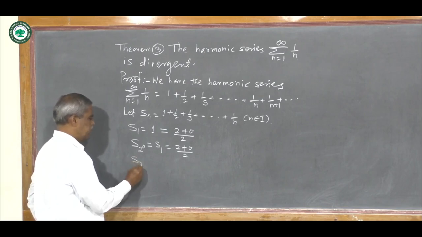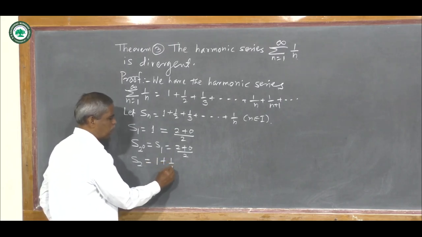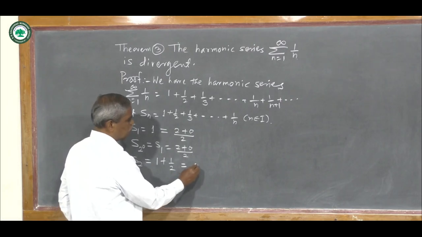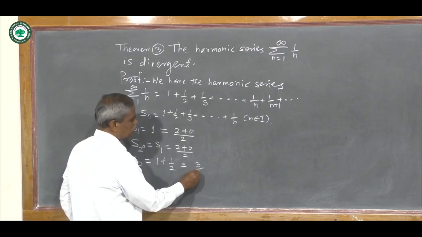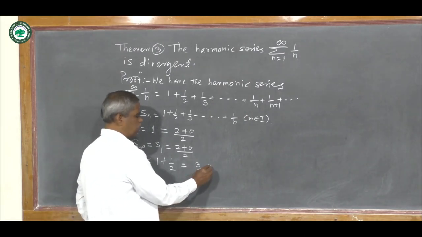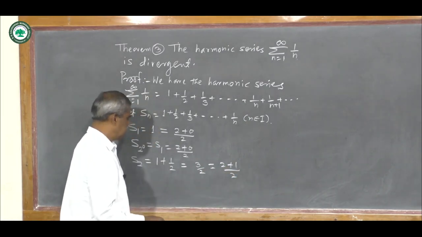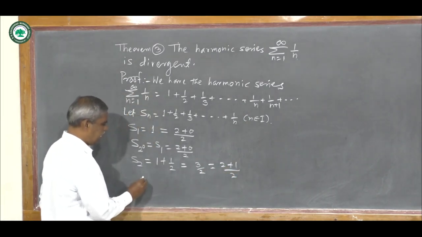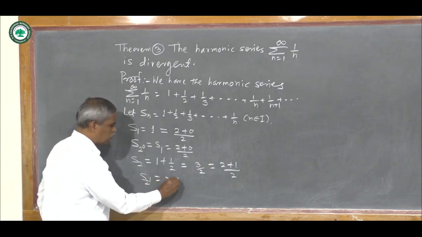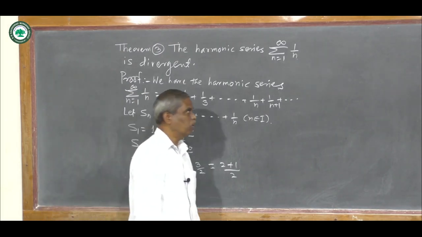S2 is equal to the sum of the first two terms, that is 1 plus half, which is equal to 3 by 2. Addition of these two numbers is 3 by 2. 3 by 2 can be written as 2 plus 1 upon 2. So S suffix 2 raised to 1 is equal to 2 plus 1 upon 2.